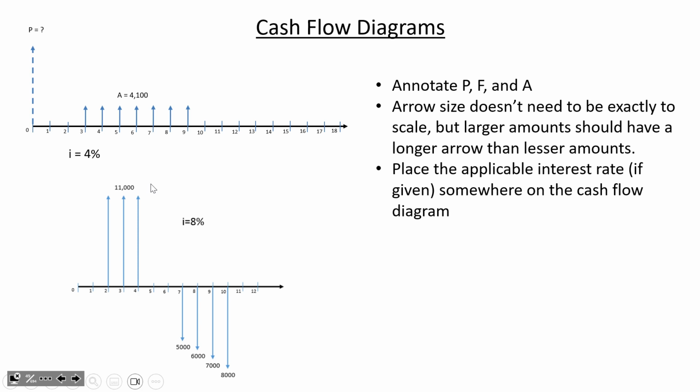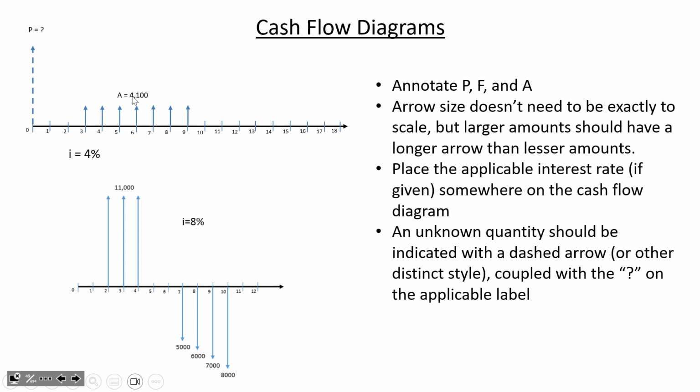As far as the interest rate, it doesn't matter if it's above the cash flow diagram, below it, or somewhere to the side. It should just be in proximity to the cash flow diagram so that we can notice what interest rate applies for this time value of money problem. And anytime there's a value that we're trying to find, the unknown, it's best to represent that with a dashed line and a question mark next to the label. That's how we'll designate that there's a certain amount that is unknown, which is what we're trying to solve.